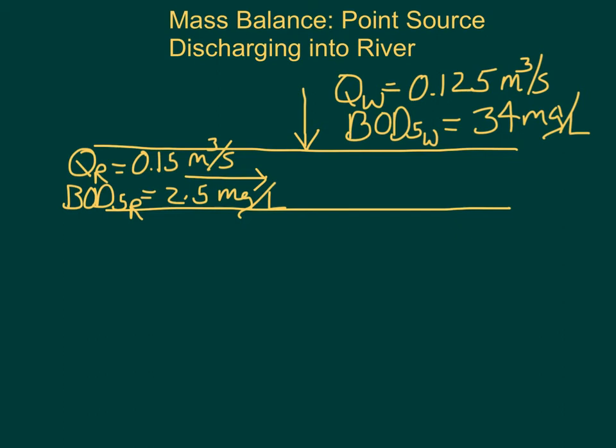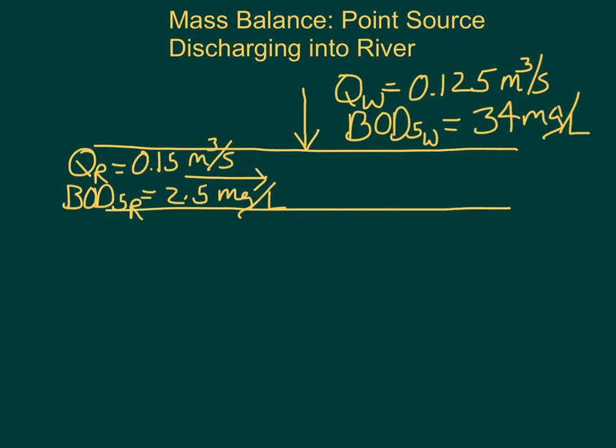In water quality problems, we're interested in tracking the concentration of a pollutant or material throughout our system. For instance, let's consider this example where we have a waste stream containing a concentration of BOD5 of 34 milligrams per liter, discharging at a rate of 0.125 cubic meters per second into a river.